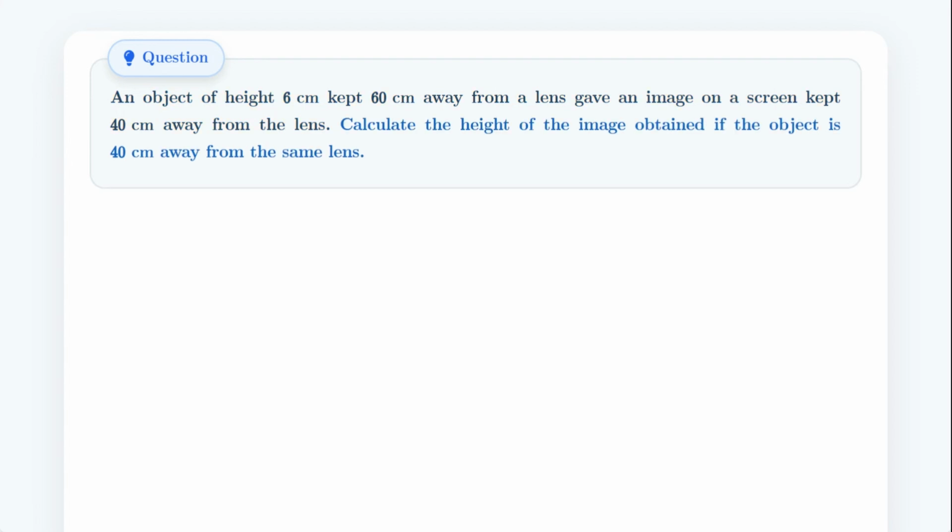Now here is the twist. If we take that exact same object and move it closer, so it's only 40 centimeters away from the lens, what will be the new height of the image? Take a second to visualize that.